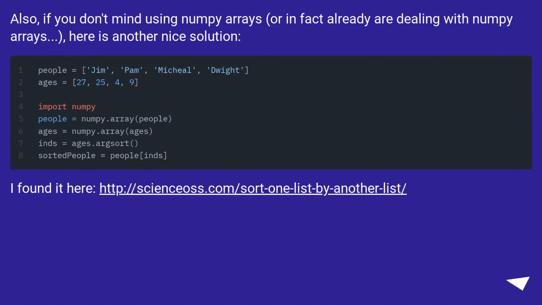Also, if you don't mind using NumPy arrays, or in fact already are dealing with NumPy arrays, here is another nice solution. I found it here, this URL.